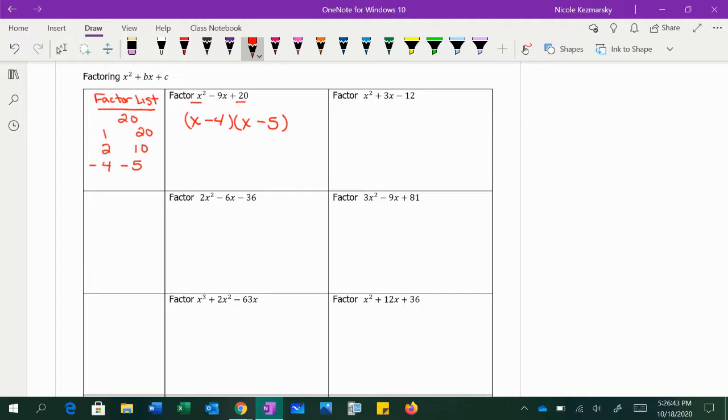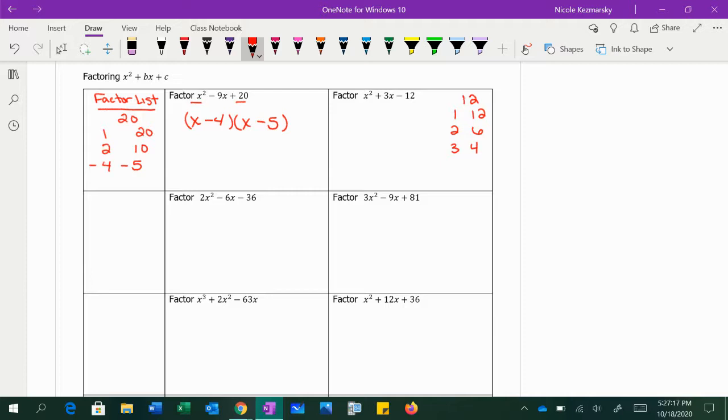Let's try the next one. So for the next one, I'm going to do a factor list. I'm going to take 12. I'm going to ignore the minus for a second. 12 is 1 and 12, 2 and 6, 3 and 4. So if I do 1 plus 12, so I'm just doing some experimenting here. 1 plus 12 gets me 13. That doesn't get me the 3. And 1 minus 12 gets me -11. That doesn't get me the 3. So I'm going to move on.